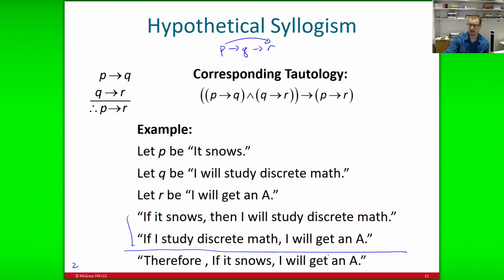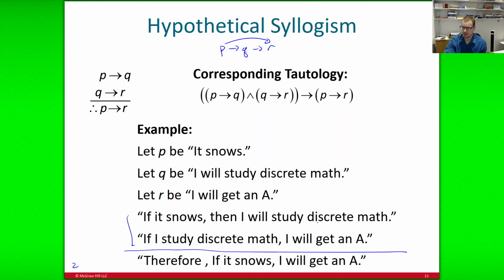Therefore, if it snows, I will get an A, right? So this should make sense for us. If it snows, I'll study discrete math. If I study discrete math, I will get an A. I'm not saying that it is snowing. I am not saying that I am or am not studying discrete math. I'm not saying that I am or am not getting an A. I'm still ending up with an implication or a conditional statement.